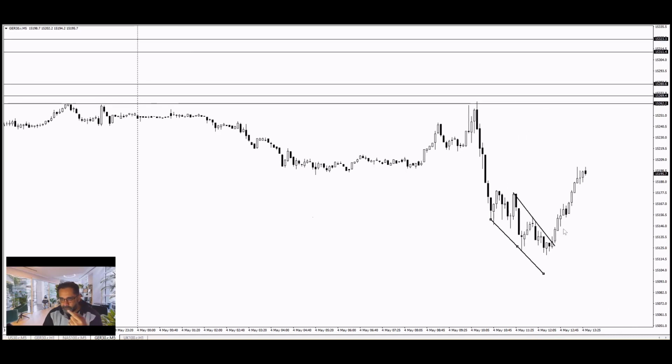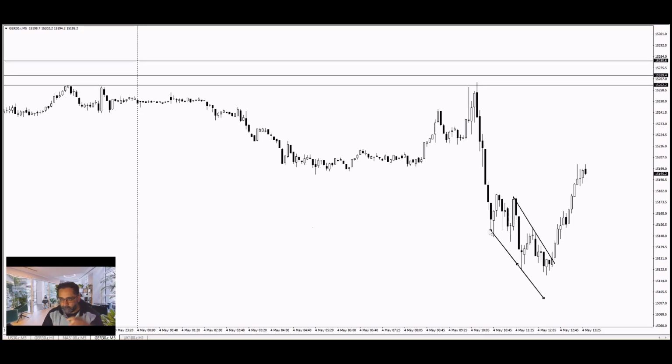So if we connect these two, it's creating what we call a bear channel, right? But it's converging, and this is where your AO will start showing divergences. So this will be your divergence, this will be your divergence, and it indicates that it's going to turn around.